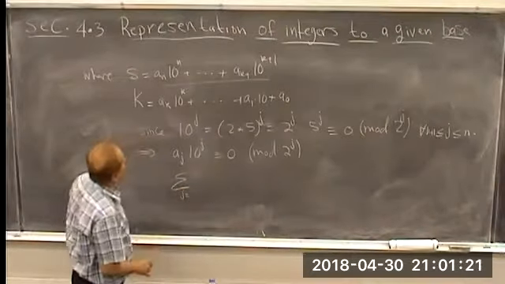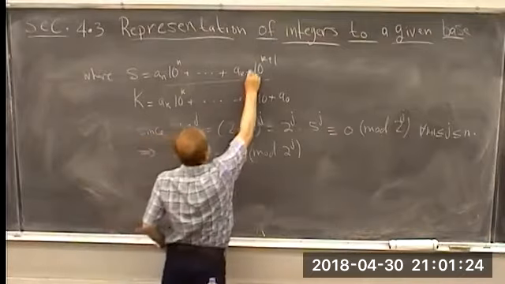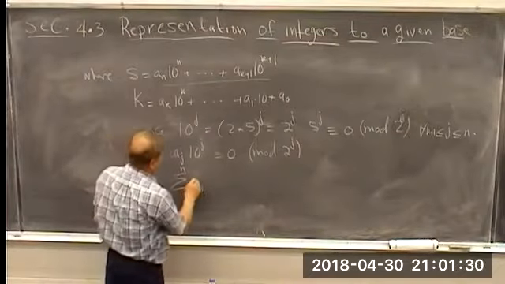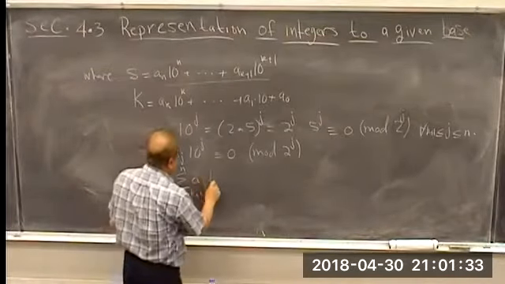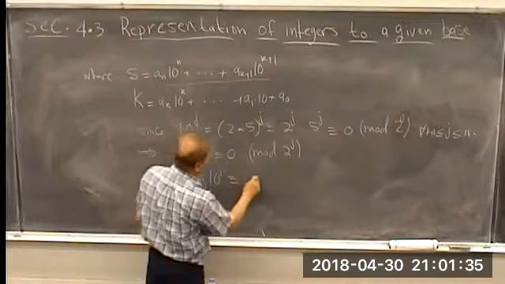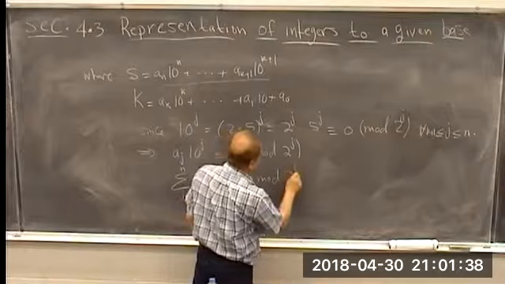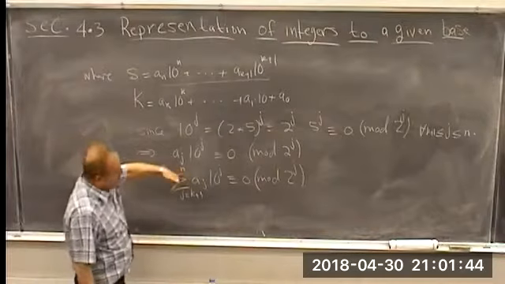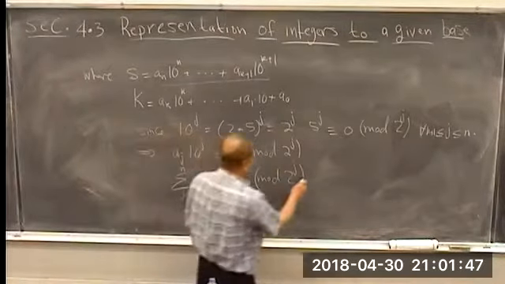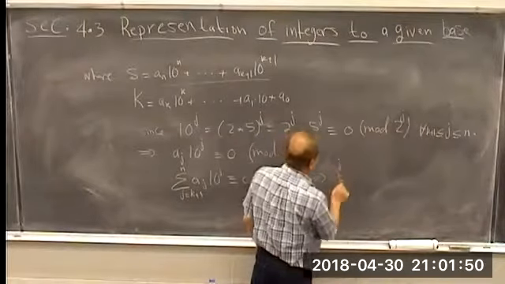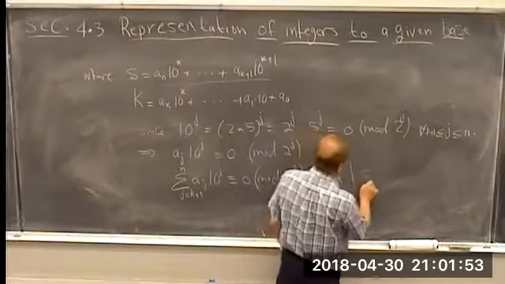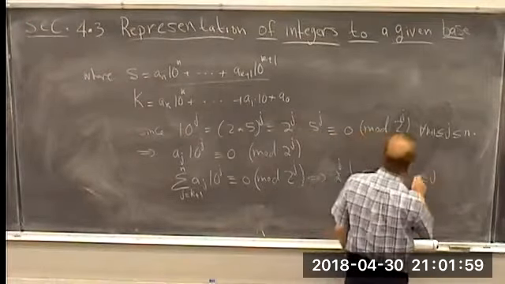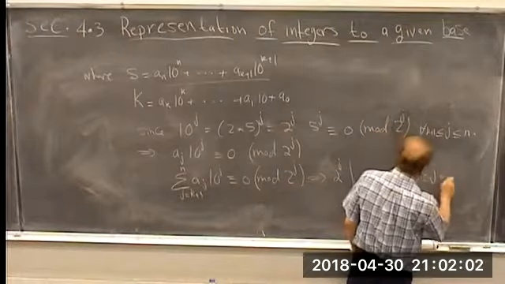The sum, j equal, actually, starting from k plus 1 to n, of a sub j times 10 to the j, this is congruent to 0 mod 2 to the j. Right? Which implies that 2 to the j actually divides S. And this is again for every j between k plus 1 and n.